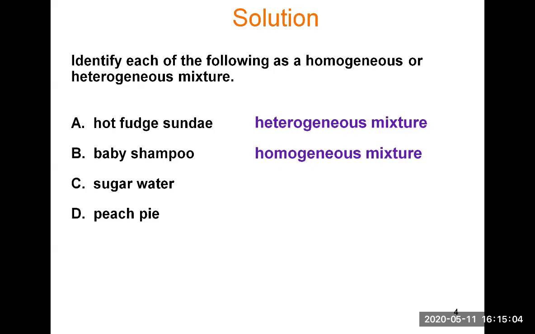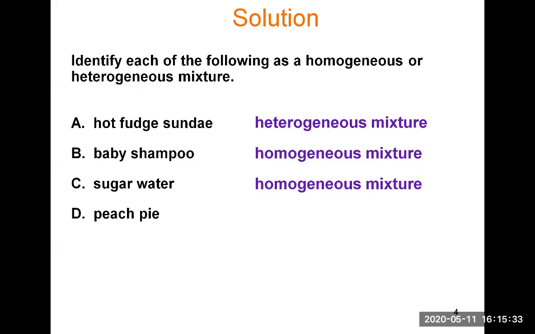Sugar water. Again, a homogeneous mixture because it's true it looks like water, but if you taste it, it's going to be sweet. So you know there is more than water, and so the sugar there makes it a mixture, even though it looks like water. That's why it's classified as homogeneous.